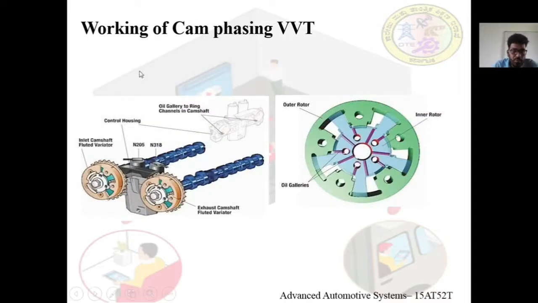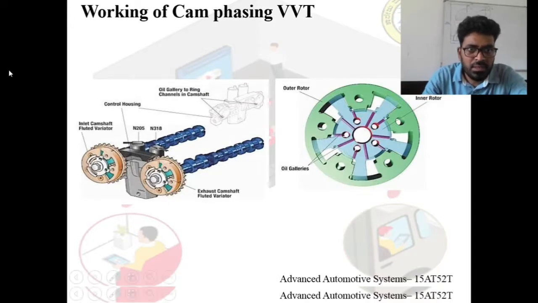Now let's see the working of cam facing VVT. In this diagram, you can see that two camshafts are available, one exhaust camshaft and another intake camshaft. The camshaft is connected to the outer rotor and inner rotor. The outer rotor is connected to the timing chain, which is in turn connected to the crankshaft, which is not shown in this figure.